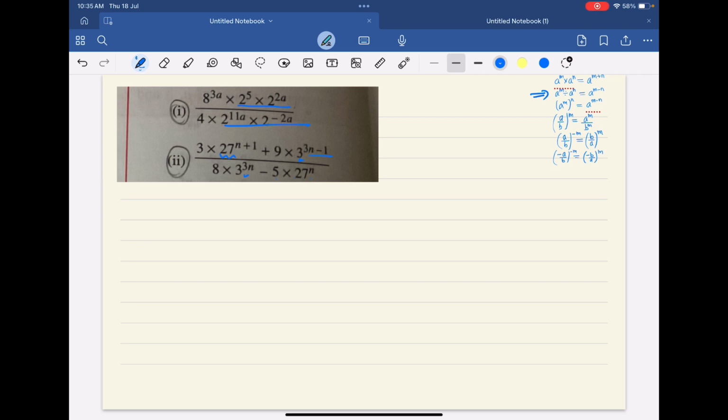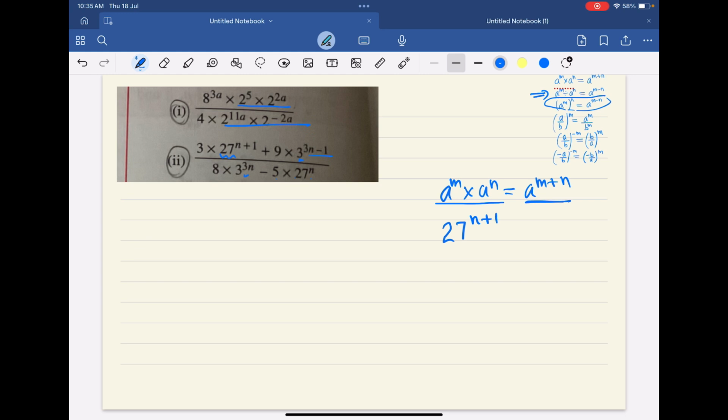I am going to utilize this property. What is that? Let us write it again. We have a to the power m into a to the power n, which is equal to a to the power m plus n. Just for understanding, what am I going to do with this? I am going to say a to the power m plus n will give us a to the power m into a to the power n, and let us look at now 27 to the power n plus 1.